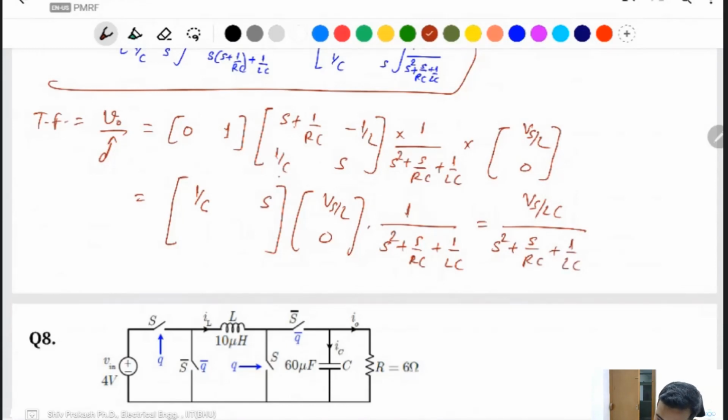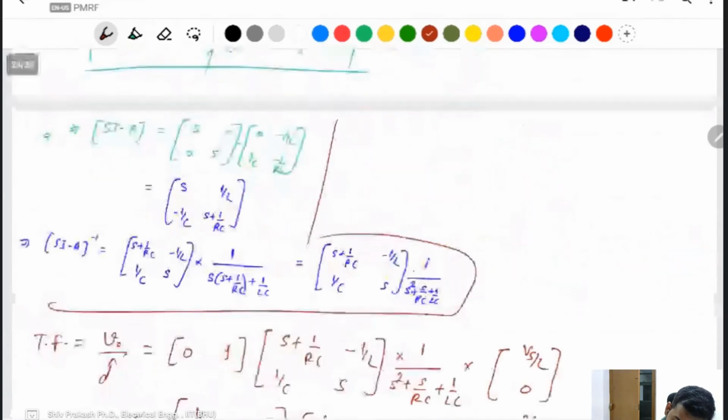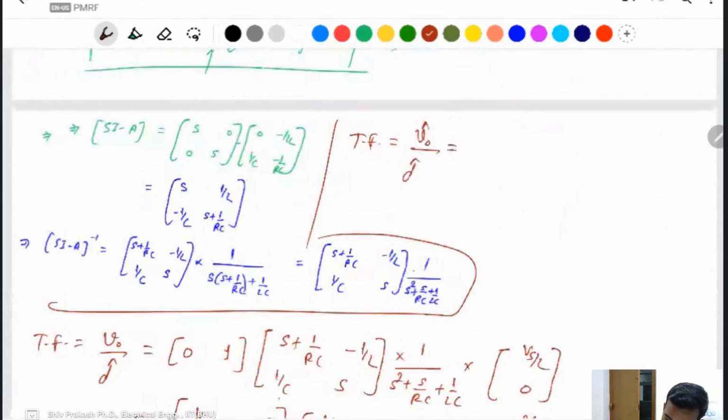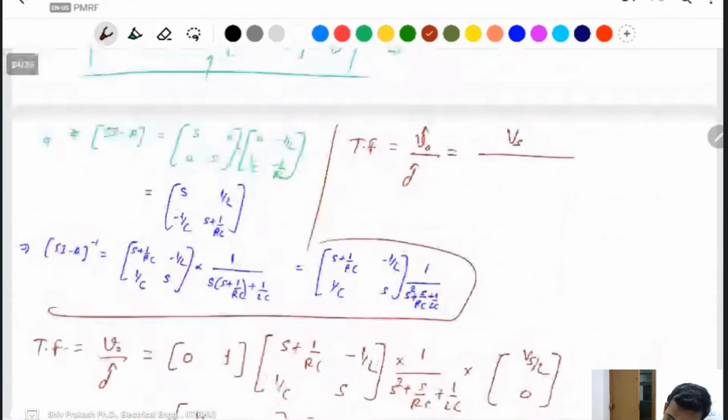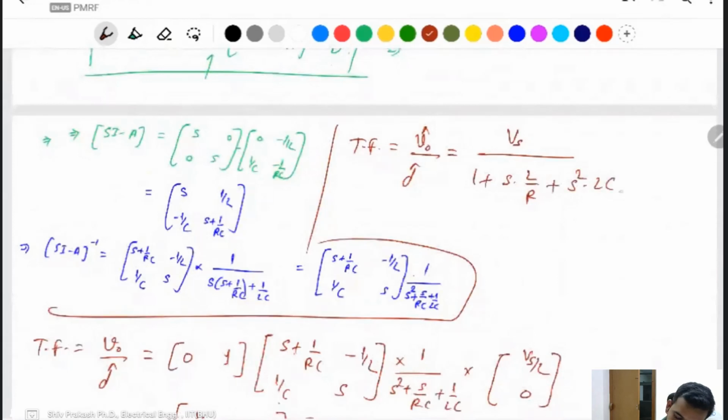Taking 1 by LC as common, we finally find Vs divided by 1 plus S into L by R plus S square into LC. This is the transfer function of the buck converter: Vs divided by 1 plus S L by R plus S square into LC.